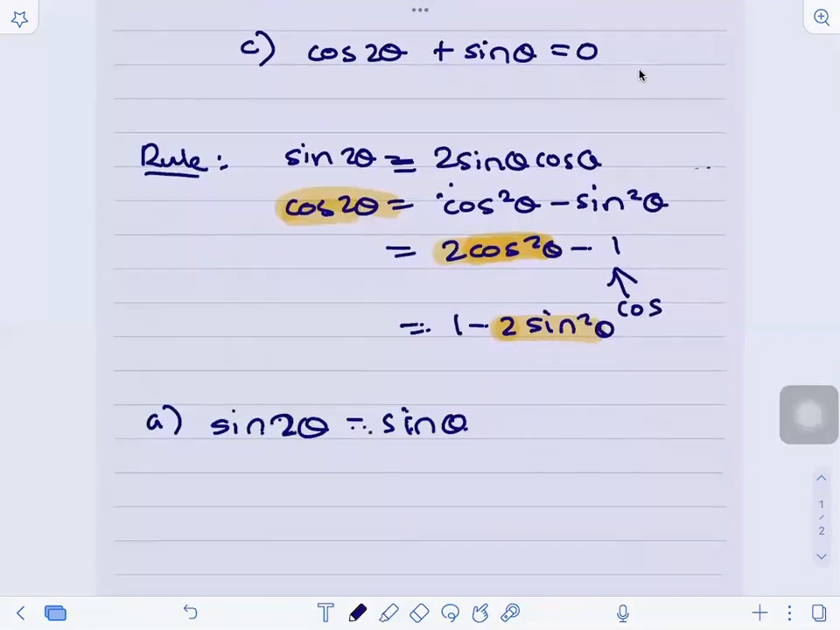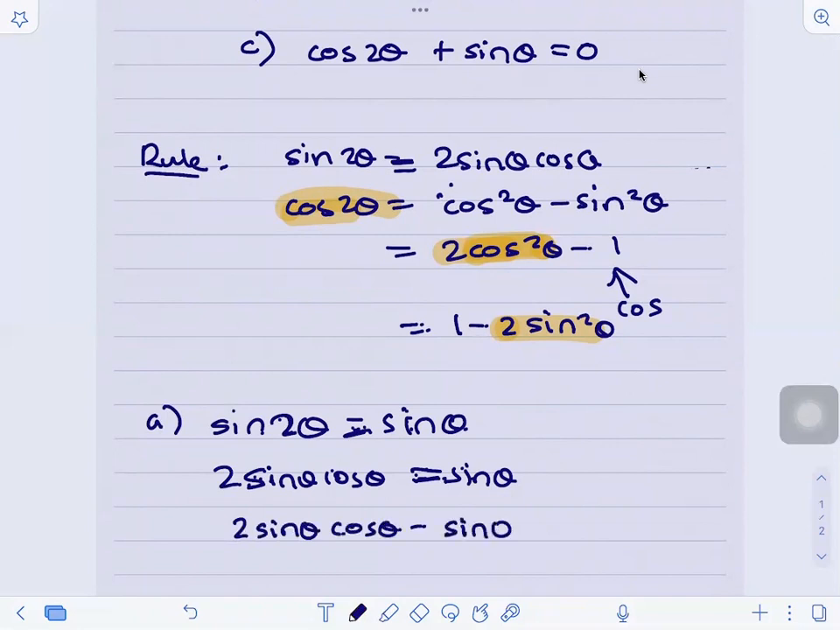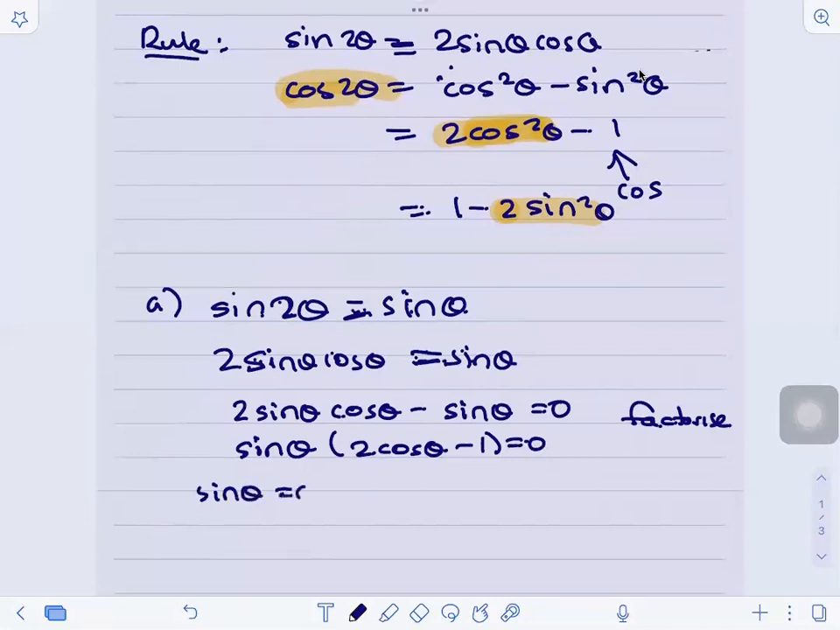Okay, so the first thing we do here is change that to 2 sine theta cos theta equals sine theta. Bring that over to the one side, so 2 sine theta cos theta minus sine theta equals 0. And as always, we factorize. So we create factors: sine theta, and you get 2 cos theta minus 1 equals 0. So that means that sine theta is 0, or 2 cos theta equals 1, so cos theta is a half.